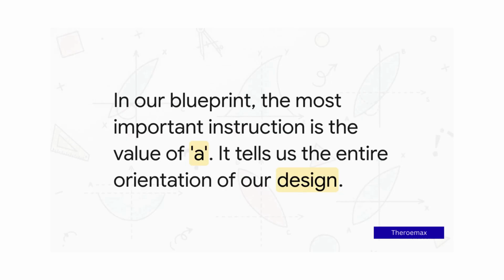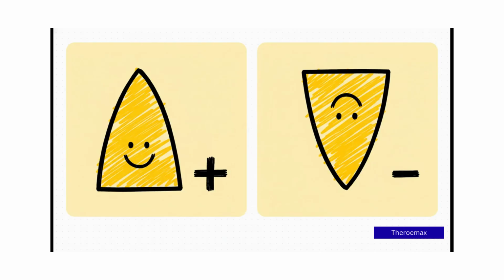Okay, so before we even think about plotting a single point, we can learn a whole lot just by looking at that very first number, the value of a. This one little coefficient tells us the entire orientation of our final design. It's the first and most critical instruction in the whole plan. And the instruction it gives us?